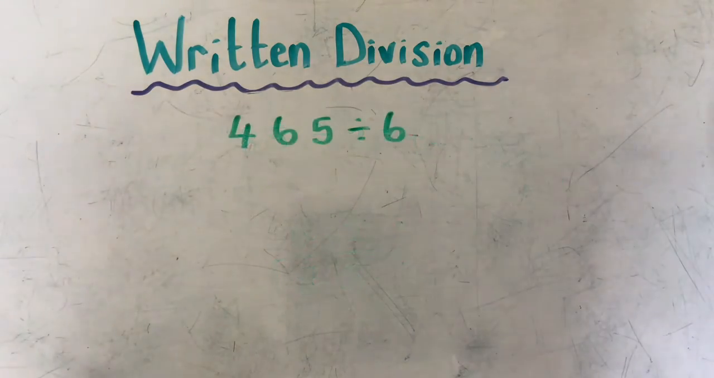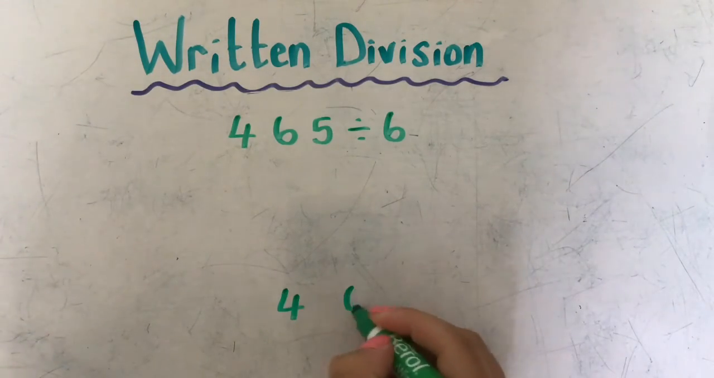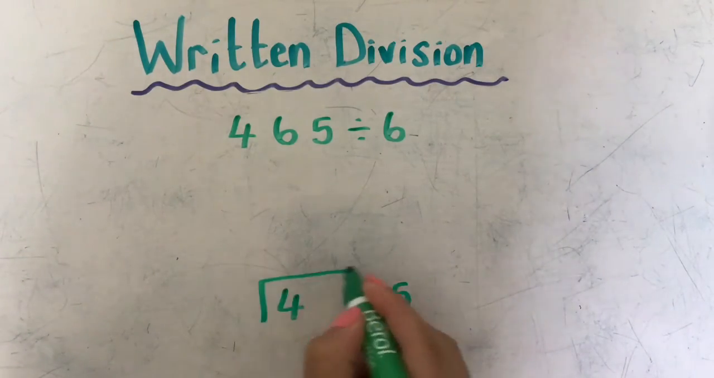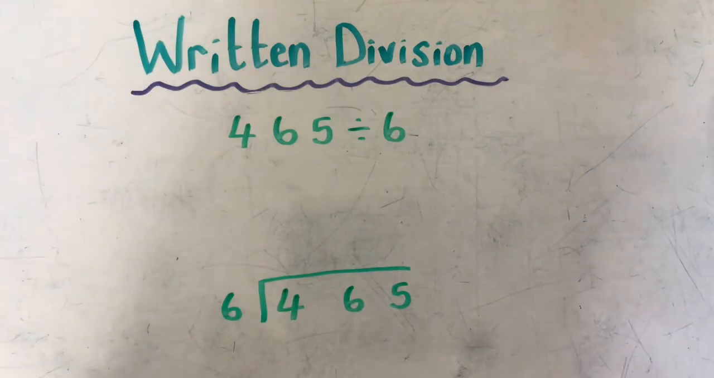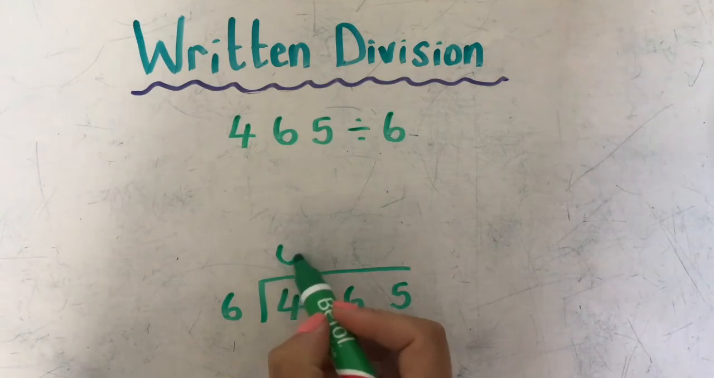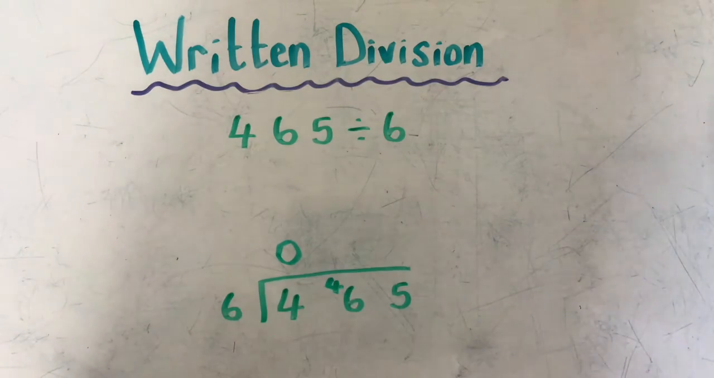This question was slightly harder, but it's exactly the same method. So 465 divided by 6. So starting left to right, 6 goes into 4 0 times, so we carry over the 4. Then 6 goes into 46.